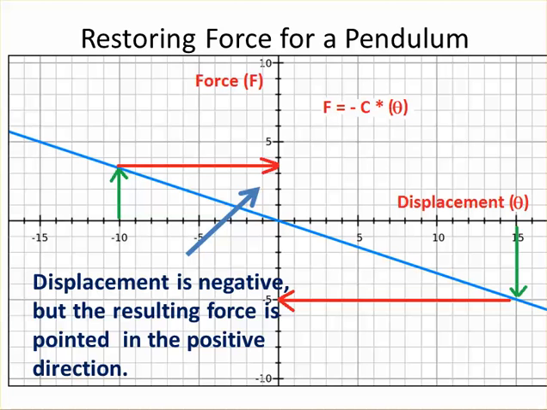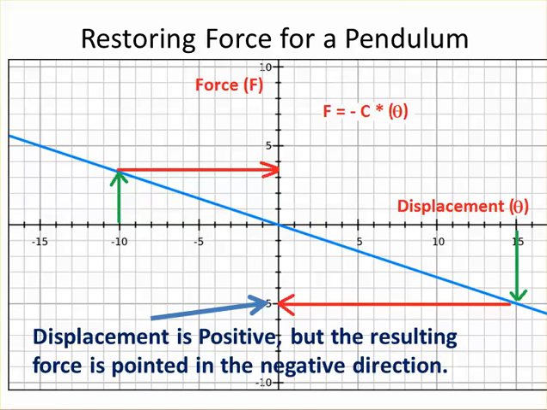Notice that when the displacement is negative, the resulting force is positive. This points the system back toward an equilibrium position. If the displacement is positive, the resulting force is pointed in a negative direction, again back towards some equilibrium position.